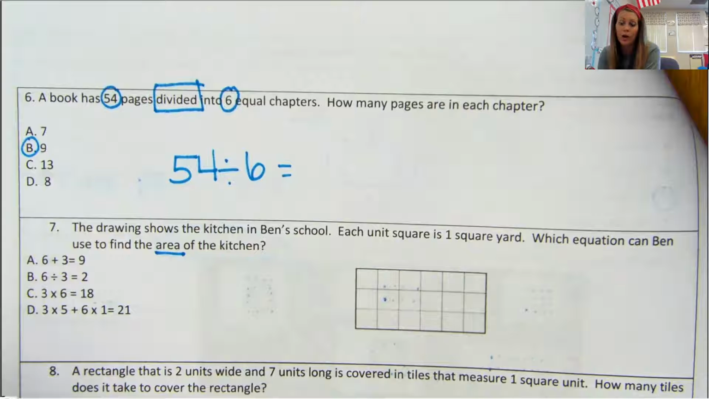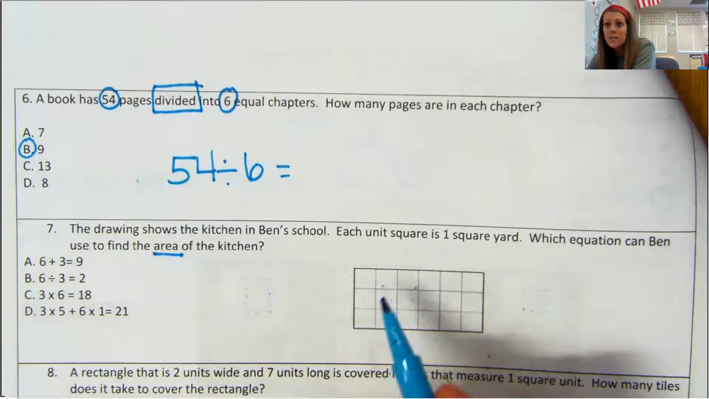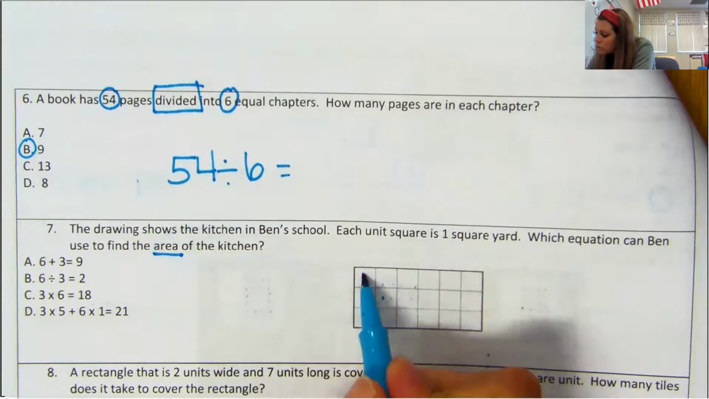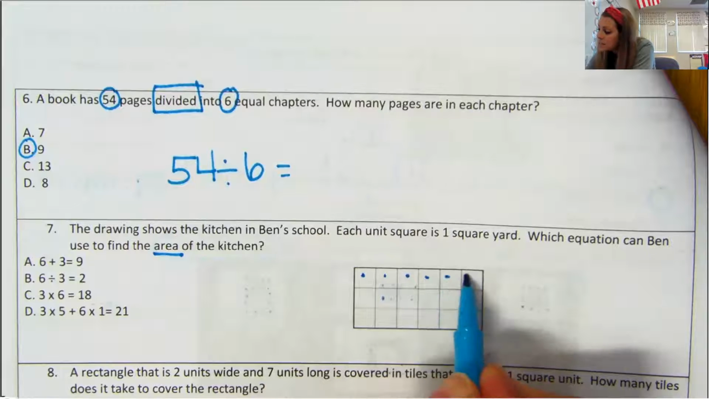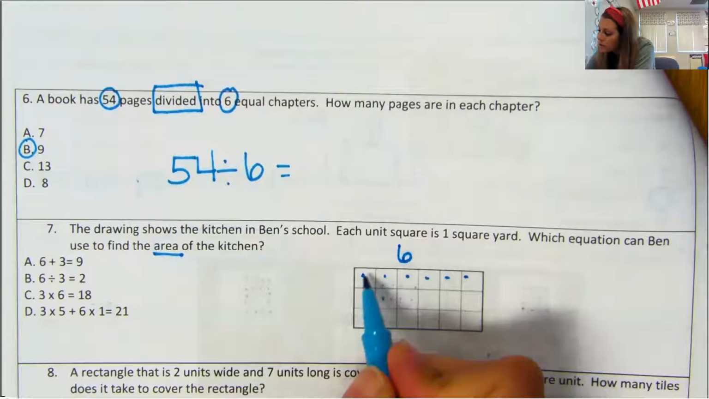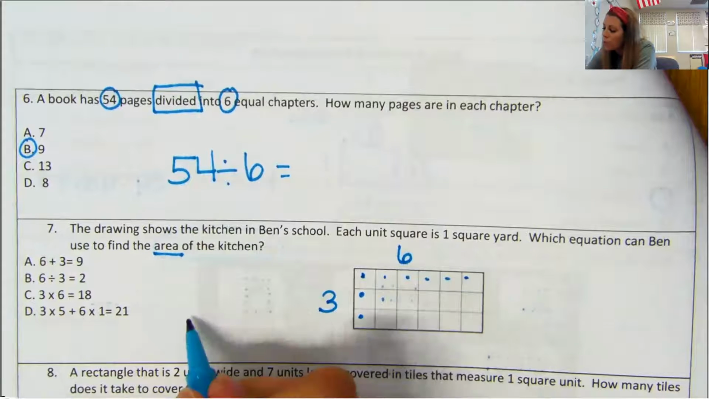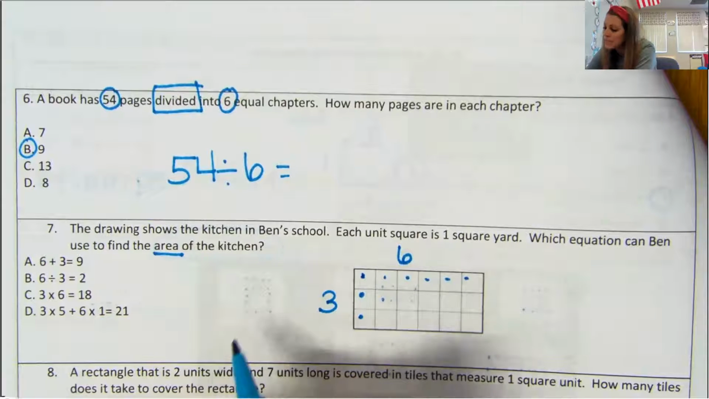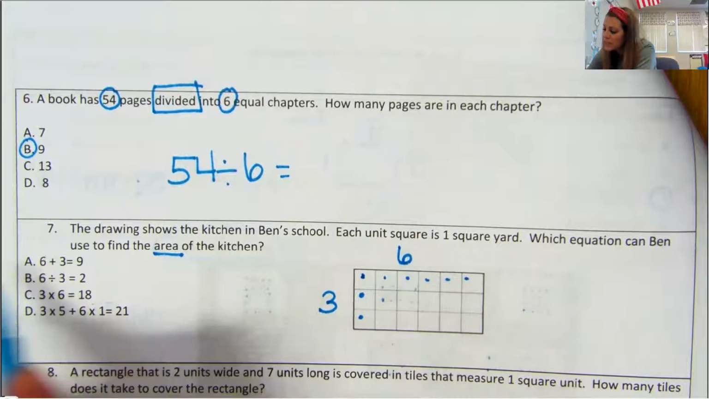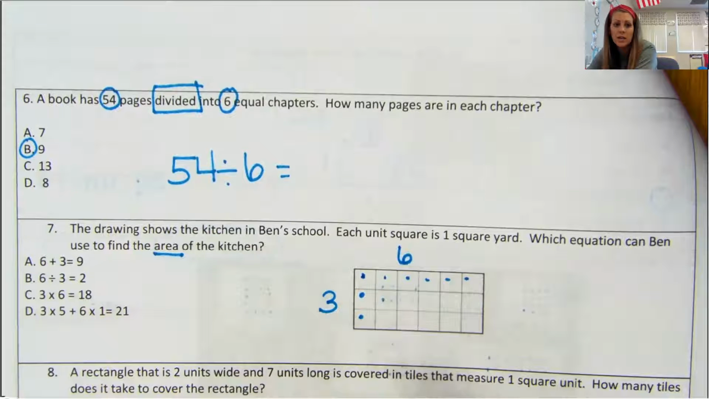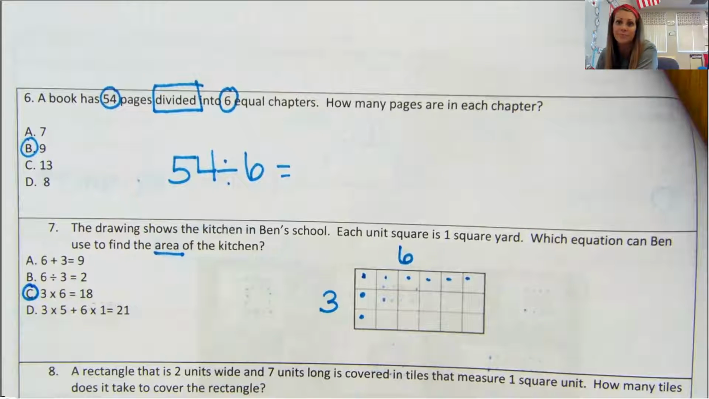All right, well, area we know is length times width. So this is great. We just have to count the squares. And remember, touch them, make the marks. 1, 2, 3, 4, 5, 6. 1, 2, 3. Okay, we know with area, we do length times width. 6 times 3. Do you see 6 times 3? I don't see 6 times 3, but I do see what? 3 times 6. So your answer is C.